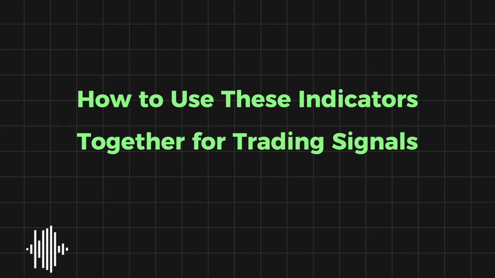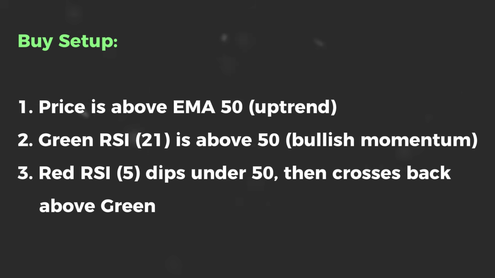Now that we understand each tool, let's go through the steps of this strategy. For a buy setup, first make sure the price is above the EMA 50, which confirms an uptrend. Then check the green RSI with a 21 period setting. It should be above 50, showing bullish momentum.